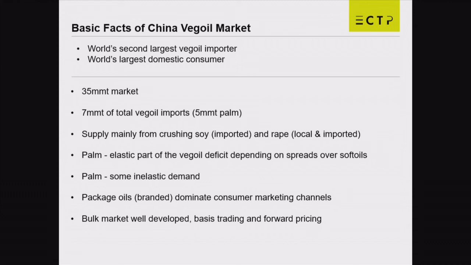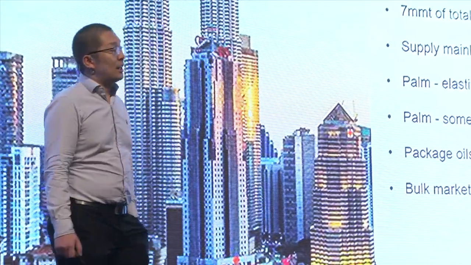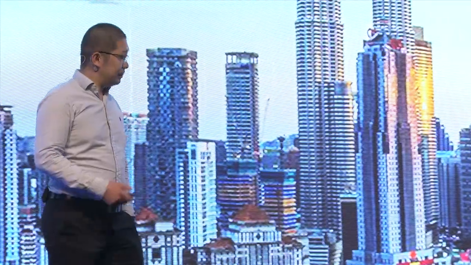And there are two characteristics of the Chinese market in terms of marketing channels. Branded oils in packaged form now dominate the overall consumer marketing channels, and the bulk market is also very well developed, especially in recent years. We have developed a lot in the forward market, the cash market, and basis pricing contracts, etc.